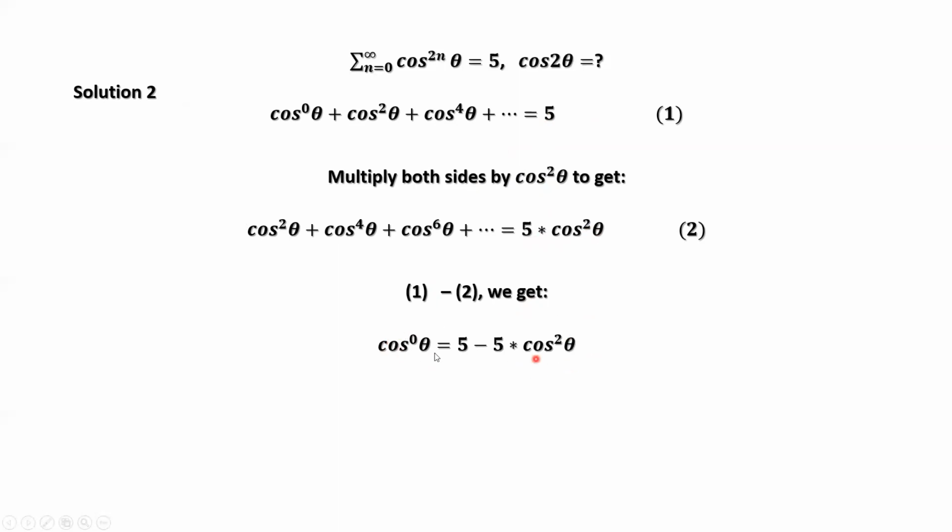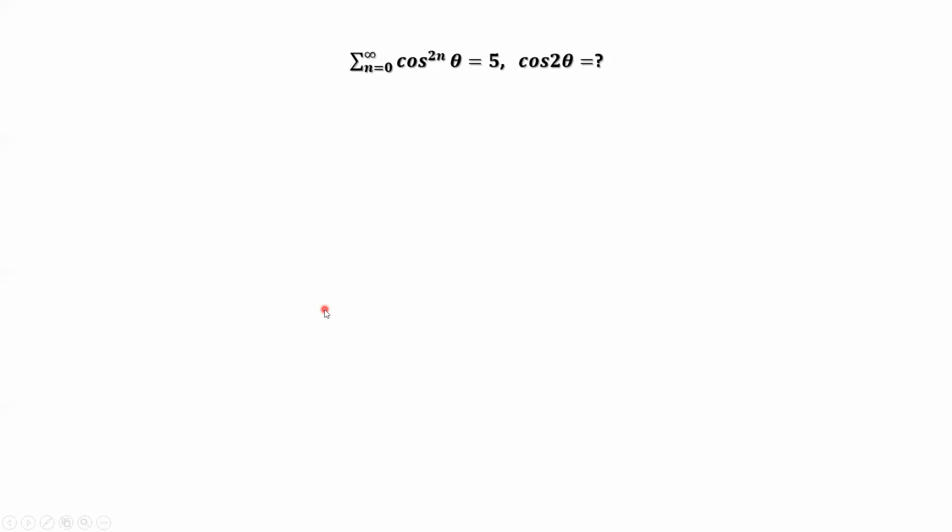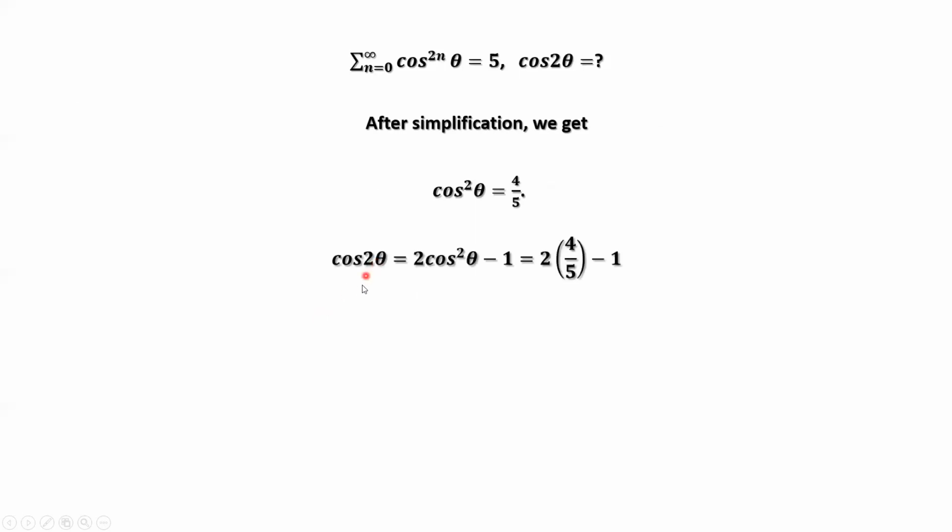This is the same equation we got from the first method. The remaining part is the same. To solve this equation to find the cosine theta squared, use the double angle formula. Now we have the same answer. 3/5 is the final answer.